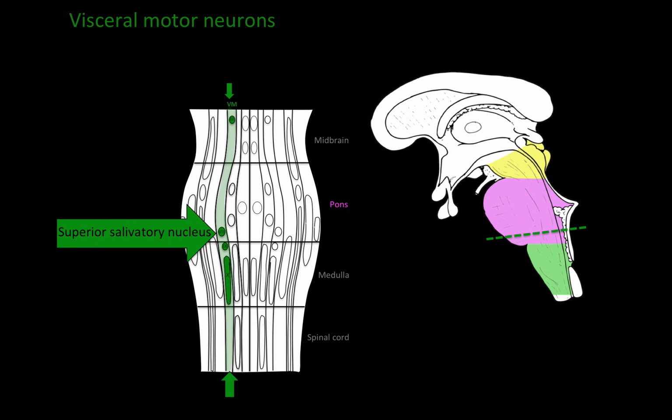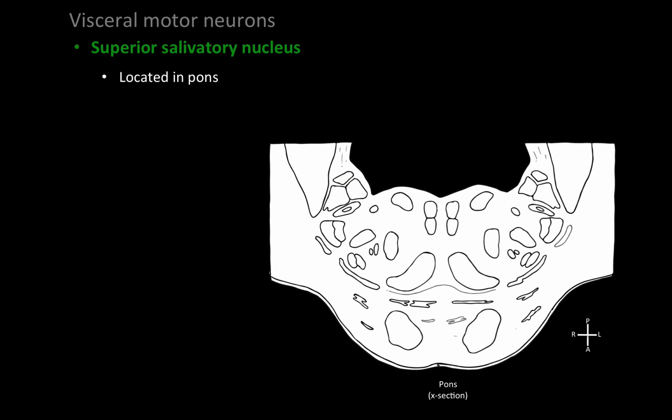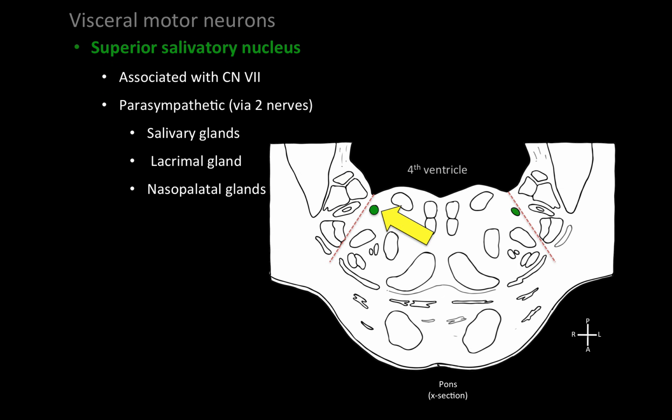Now let's descend down into the pons and talk about the superior salivatory nucleus. The cross section you can see is near the bottom of the pons. So the superior salivatory nucleus is located in the pons, and we find the water. There's our fourth ventricle. We find the sulcus limitans. It's right there. And so we're now going to look for a nucleus that is medial to the sulcus limitans, but adjacent to it. And there it is. There's our superior salivatory nucleus.